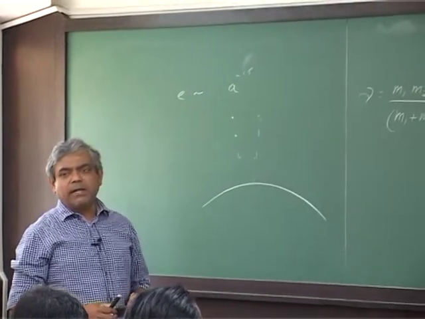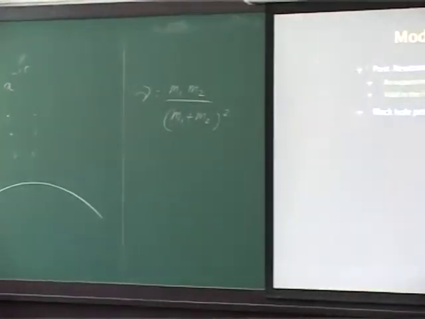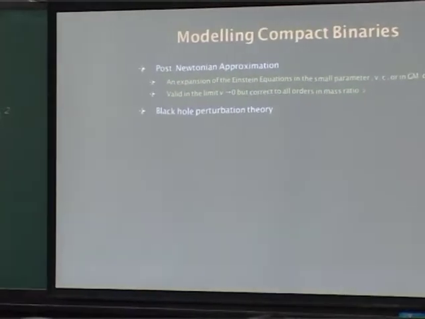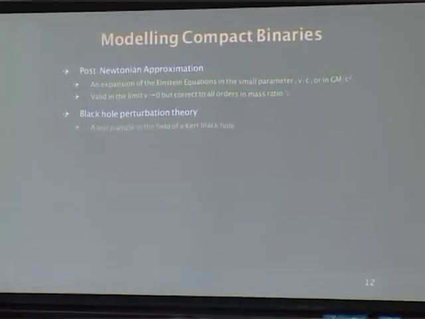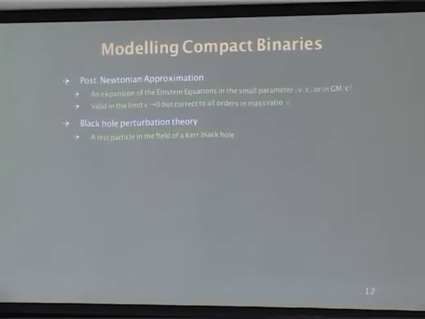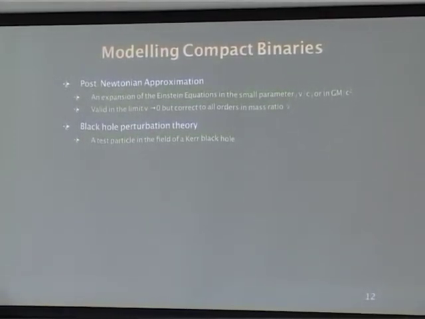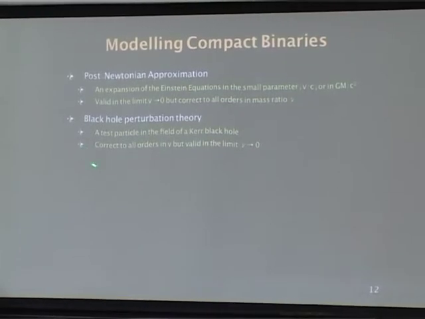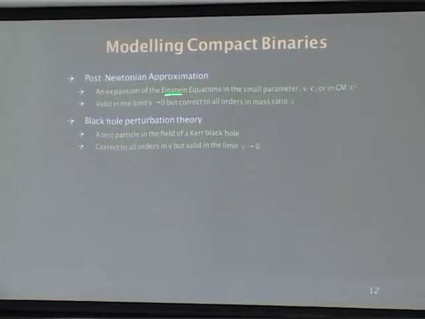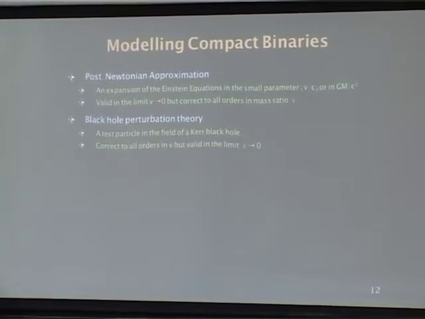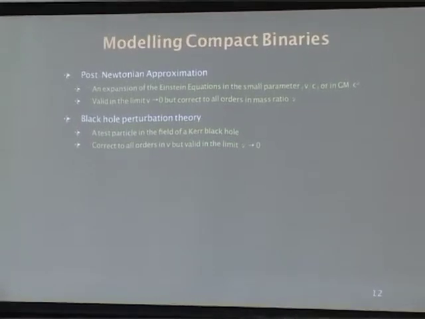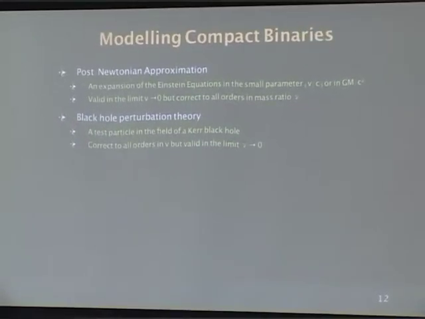Black hole perturbation theory, on the other hand, is used to describe small perturbations around black holes, like small particles falling into big black holes. And here this is almost like a test particle orbit in a curved black hole. This is the opposite of the post-Newtonian expansion, where it is correct to all orders in v, that is fully relativistic, but it's only valid in the limit that the test mass goes to 0. That is, this quantity here goes to 0.